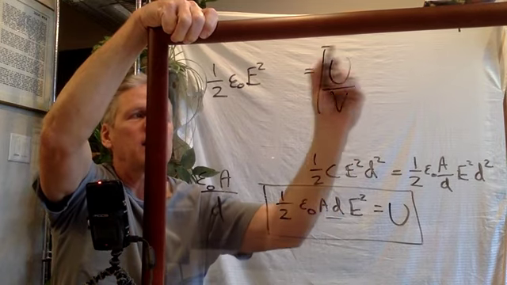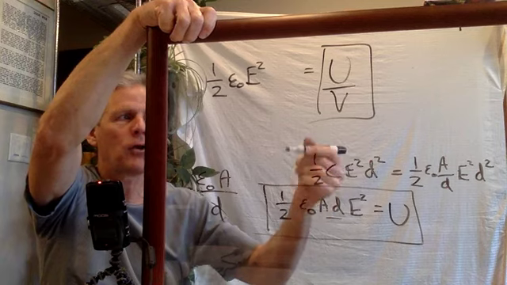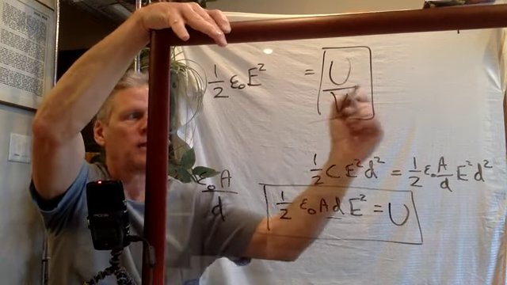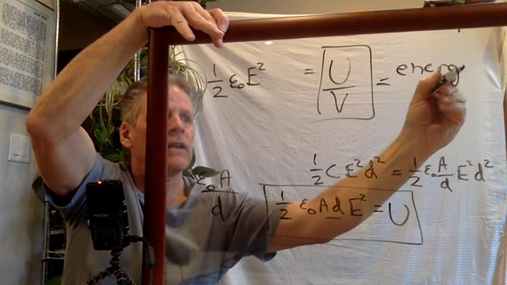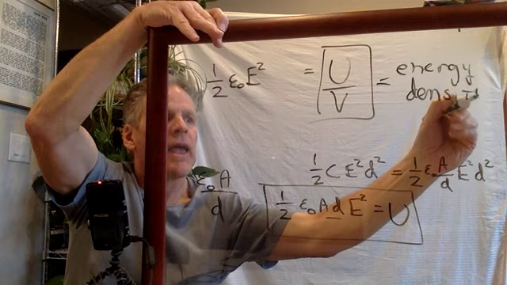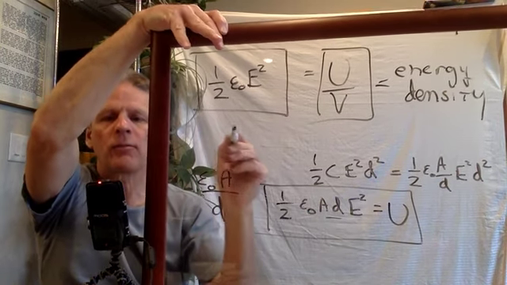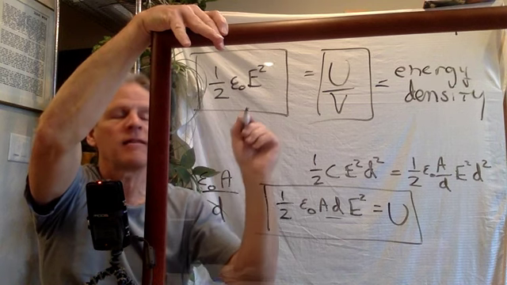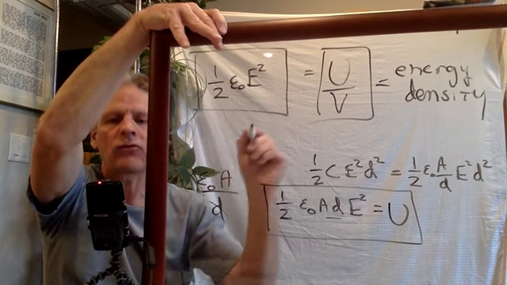And now, what is anything per volume? If this was charge per volume, if it was mass per volume, it's density. So this is an energy density. And this expression right here, 1/2 epsilon 0 E squared, is the energy density. It is the energy contained in an electric field.